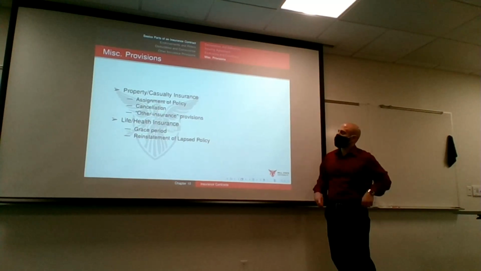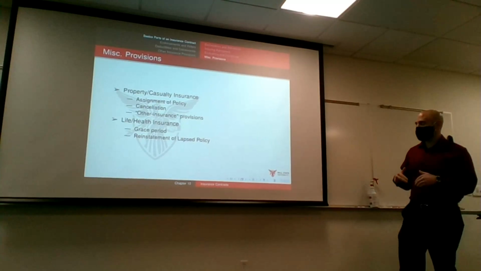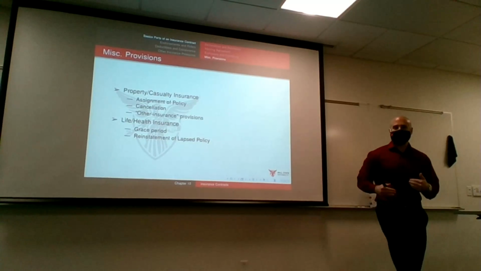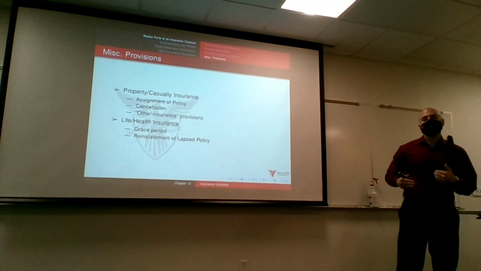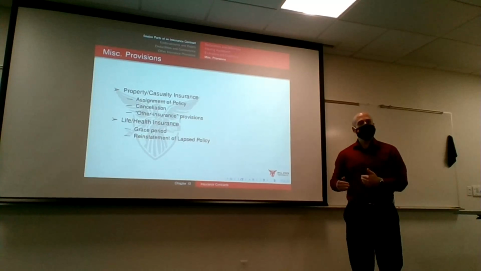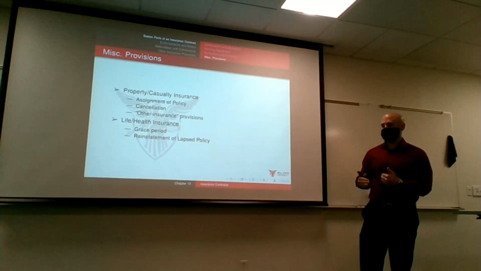Now, a few miscellaneous provisions I want to hit on here. For property casualty, the assignment of the policy, again, think when insurable interest is. You show insurable interest in a property casualty product, and you need to have it at the time of the loss. Okay, so they're not necessarily freely assignable.